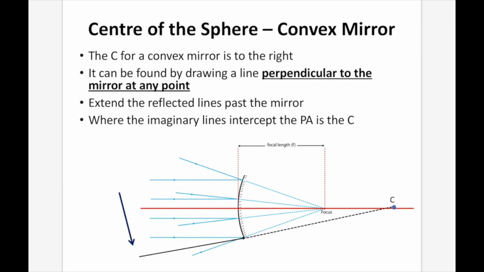Center of sphere is the same thing. It's again to the right, just like the focal point is to the right, and it can be found again by drawing a line perpendicular to the mirror at any point. We're going to extend the rays past the mirror, and where they intercept the principal axis is the C.